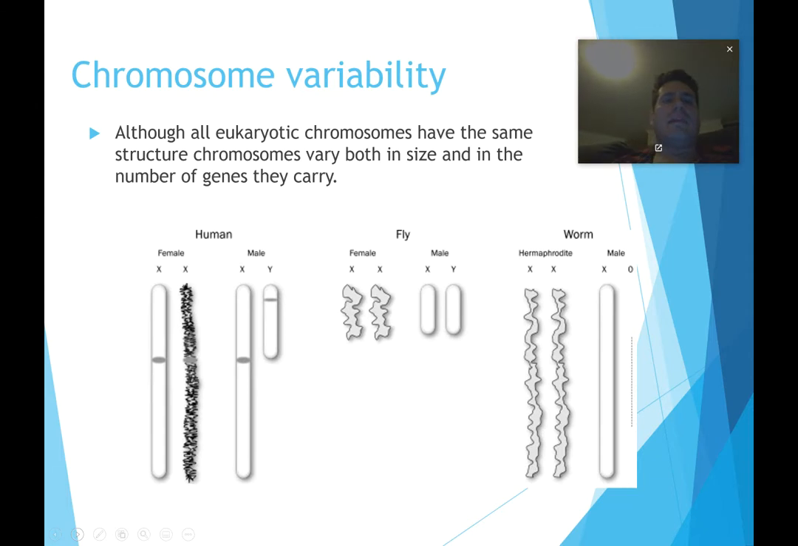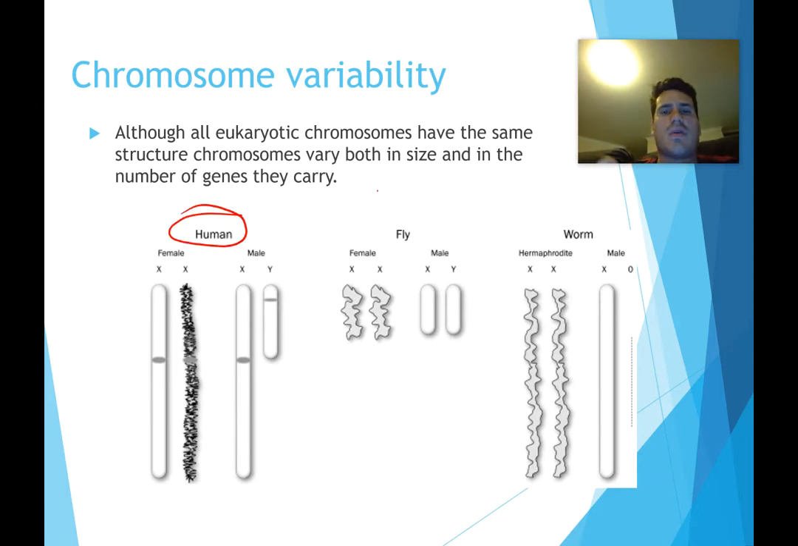So there's quite a bit of variability in chromosomes, and although all eukaryotic organisms have the same structure, chromosomes actually vary quite a bit both in size and in number of genes that they actually carry. So let's first look at human chromosomes. In these examples, we're only talking about what we call sex chromosomes. In human chromosomes, females actually have two versions of the X chromosome, and they are genetically identical in terms of the type of genes that they carry, and they're identical in terms of their size. Males, on the other hand, have non-homologous sex chromosomes where we have the X version of the chromosome, but the Y version is simply a shortened chromosome.